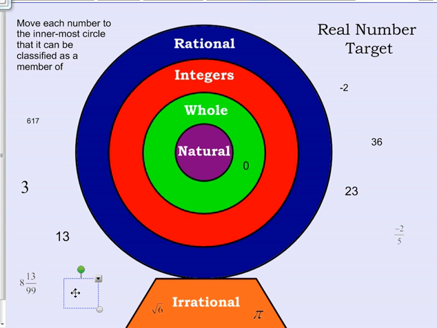So we could put 1 in the natural category. We could put 3 in the natural category. All right, we could put -2 in the integers. We can put 13 in the natural numbers. 23, 36. All right, and the reason I'm putting them in the smallest is because since they're natural numbers, they're also whole numbers and things like that. Okay, so that concludes our very short explanation on what the categories of real numbers are.